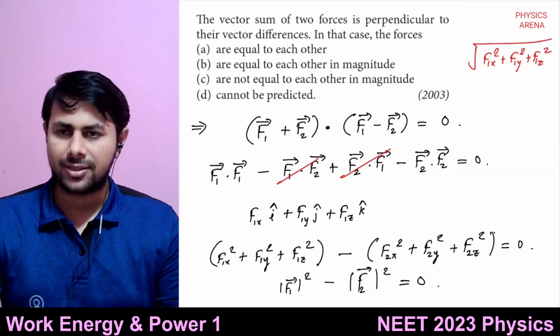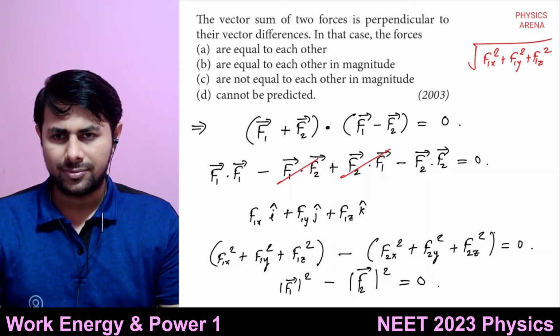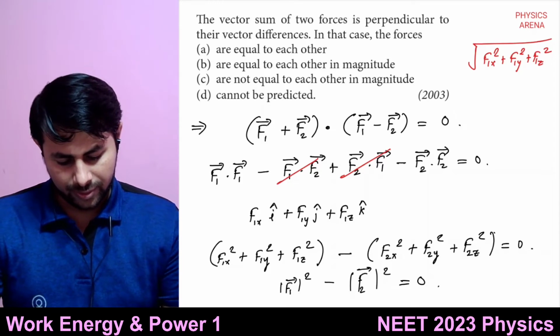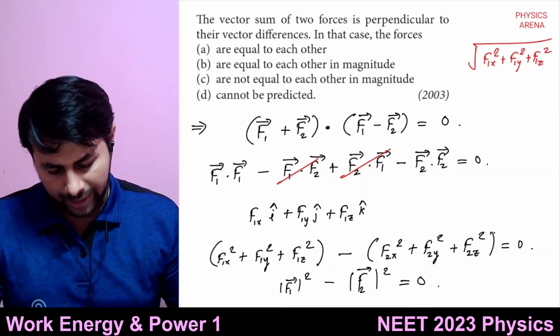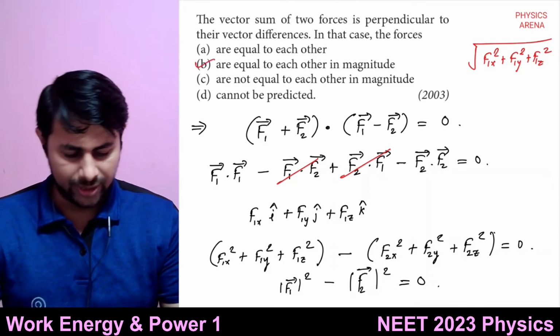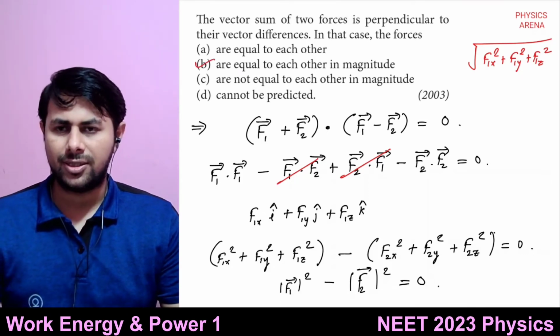Okay, so which is the answer? Yeah, they are equal to each other in magnitude. Very good. So option B is the answer. So is there a question in this?